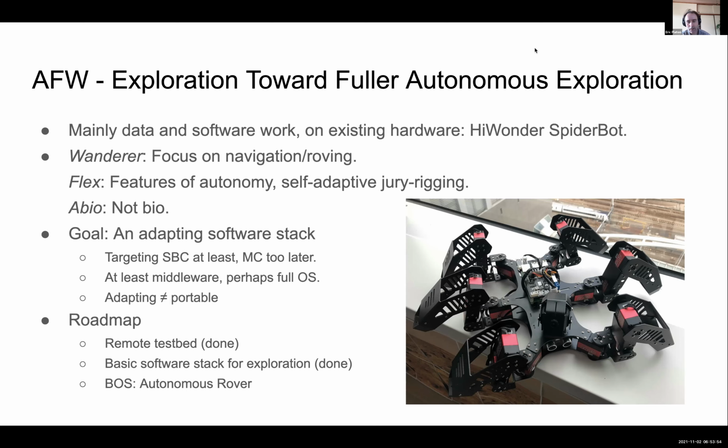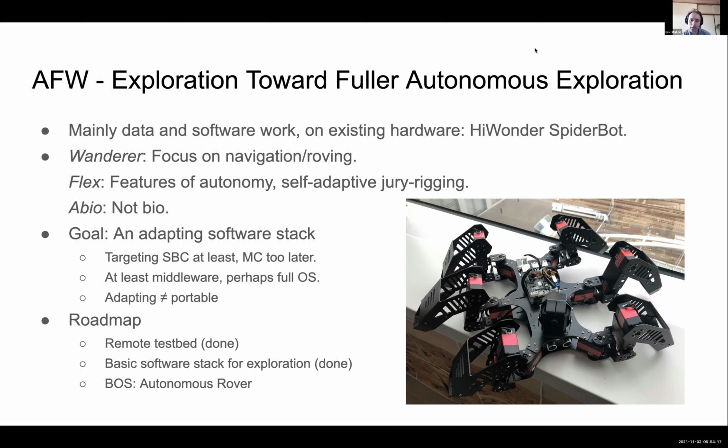A short word on what adapting means. In terms of software, it doesn't mean the software is portable in a traditional way. I will talk about that later. It's that the software is really adapting to situations. And that's an important distinction that I will detail later.